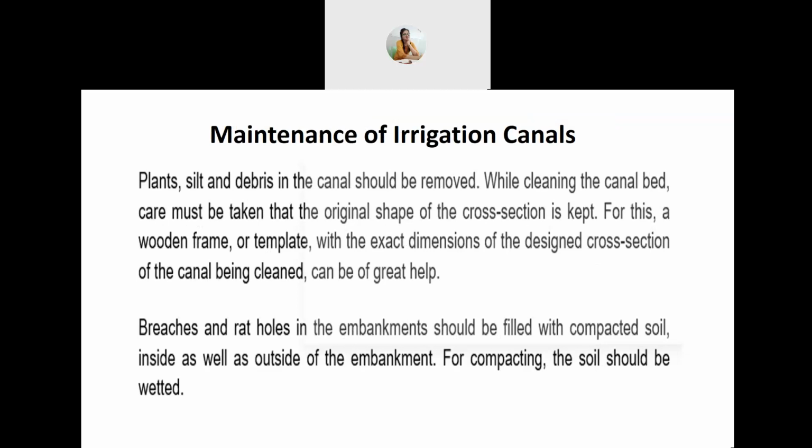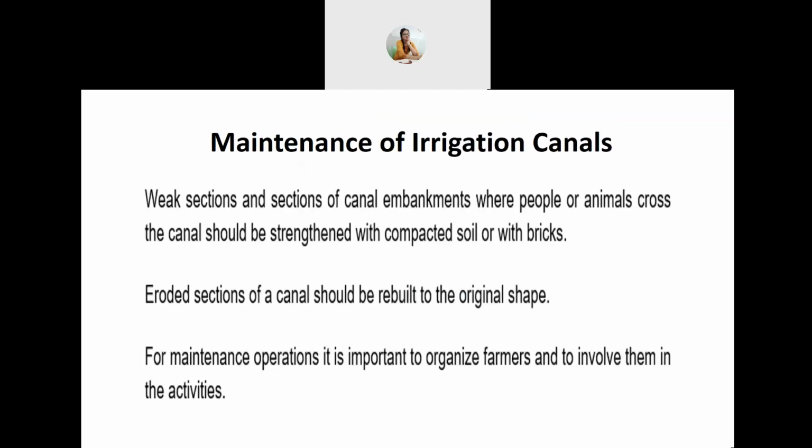Breaches and rat holes in the embankments should be filled with compacted soil, inside as well as outside of the embankment. For compacting, the soil should be wetted. Weak sections and sections of canal embankments where people or animals cross the canal should be strengthened with compacted soil or with bricks. Eroded sections of a canal should be rebuilt to the original shape. For maintenance operations, it is important to organize farmers and to involve them in the activities.